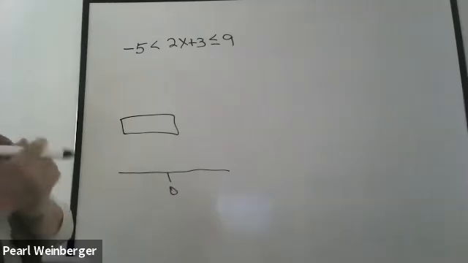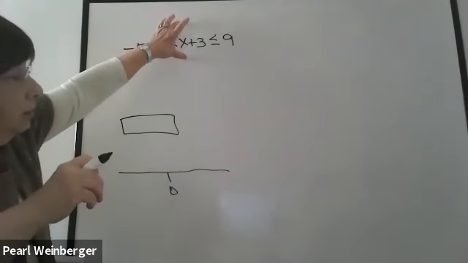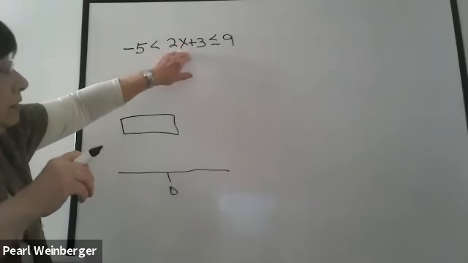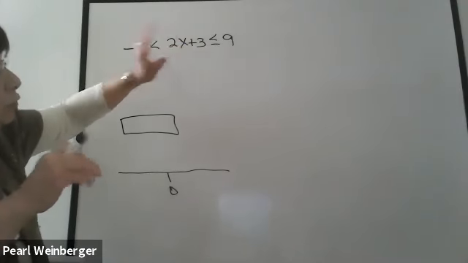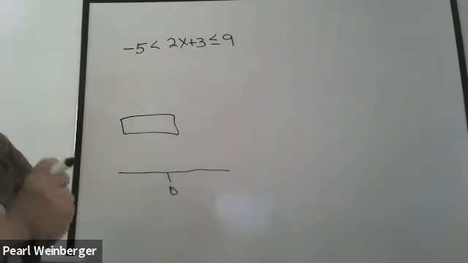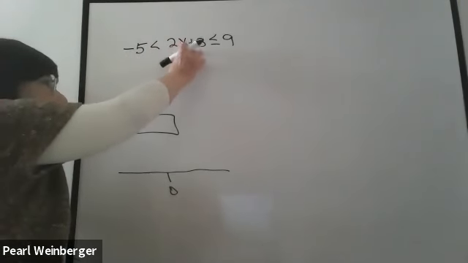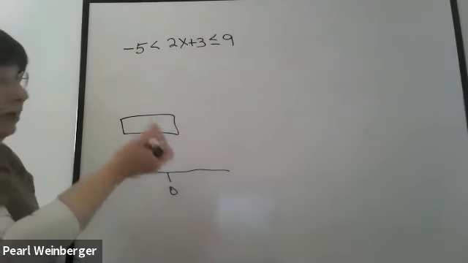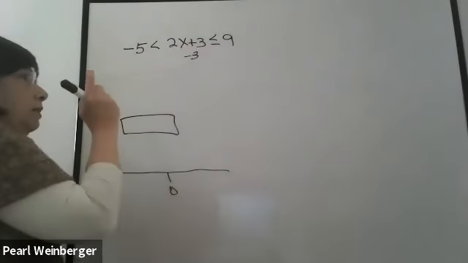The way we solve it is by, our purpose, what we're trying to do is to get in the middle just a plain x. So how do we get a plain x in the middle? Well, I have 2x plus 3, so the first thing I'm going to do, just like in an equation, is subtract 3. Now, here's where you have to be careful.